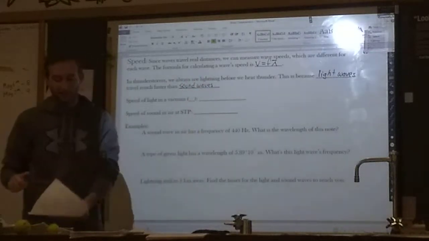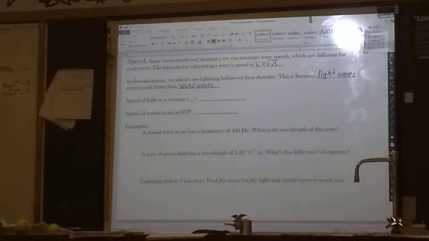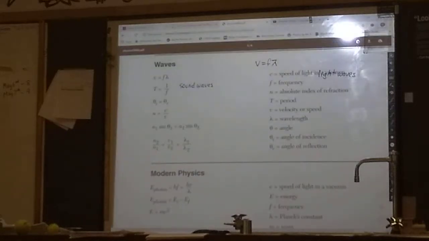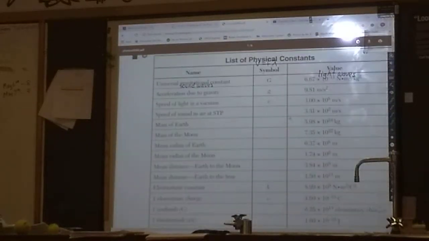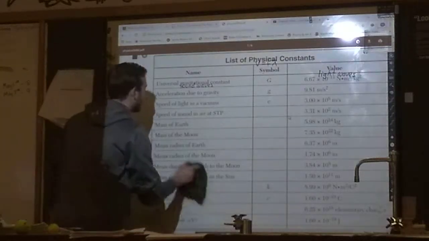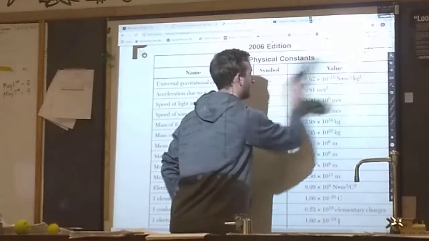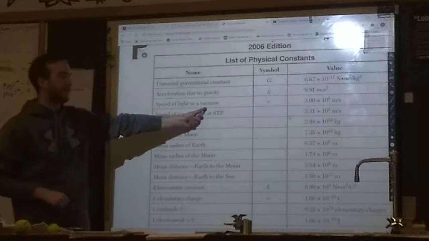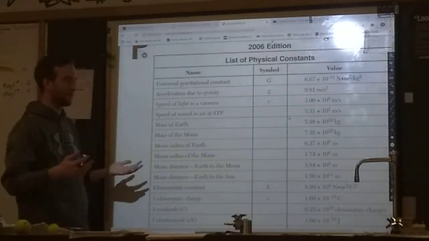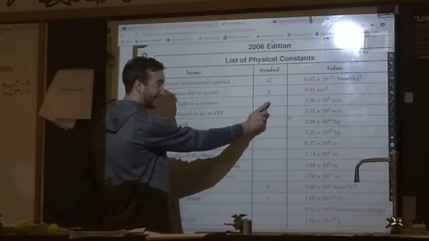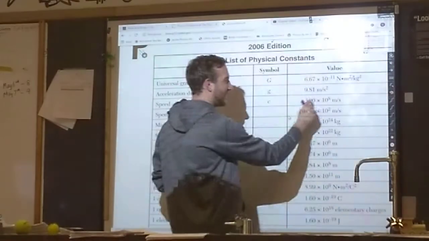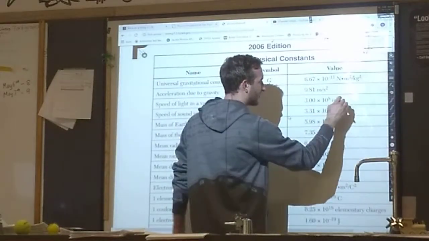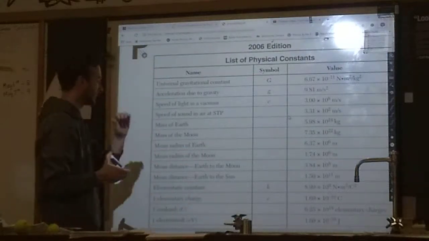And we're going to head back to the reference tables right now. We're going to go to the front of the reference tables, actually, okay, to the constants section. And it's right at the top. Speed of light in a vacuum. Vacuum means empty space, but it's pretty much the same thing in air. The symbol is c, lowercase c. Look at this, 3 times 10 to the 8th. That is 300 million meters per second.